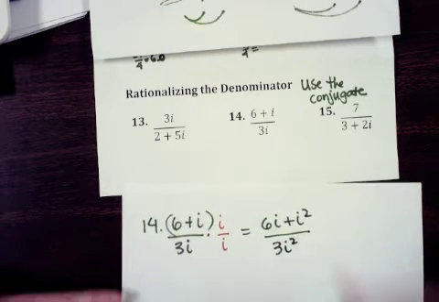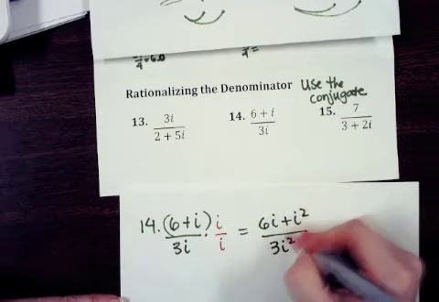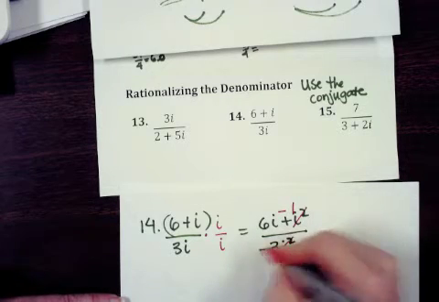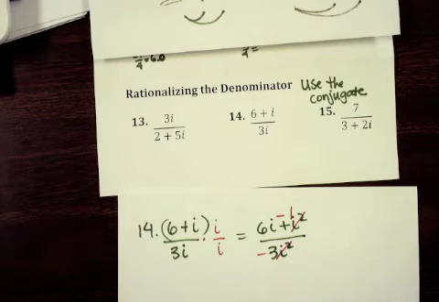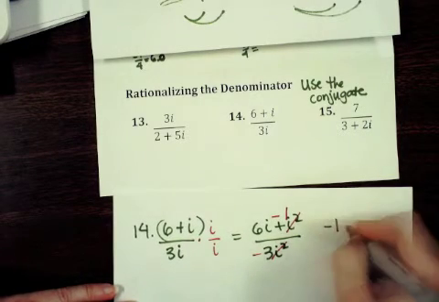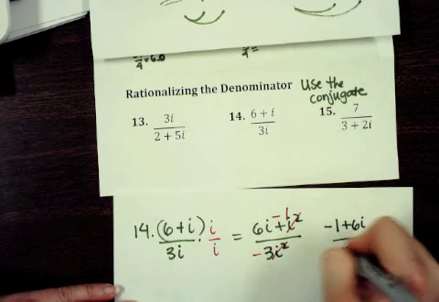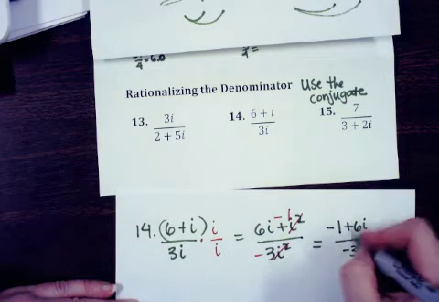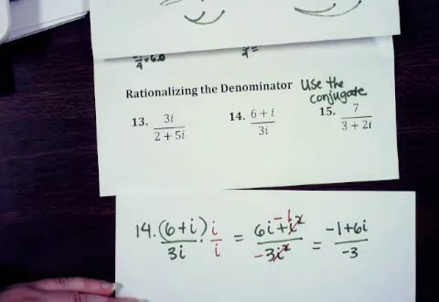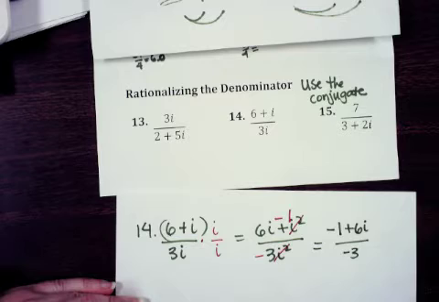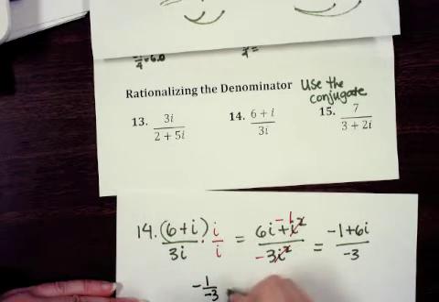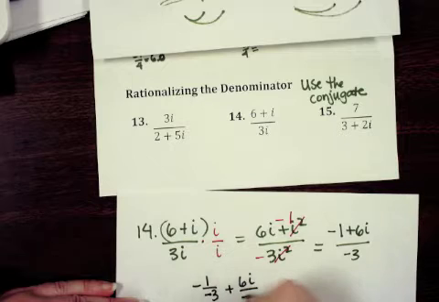And what do we say i squared does? It just makes that a -1. And then i squared makes that a -3. So you're going to have a -1 plus 6i over -3. And here's one of those where if you split it, you would have a -1 over a -3 plus 6i over negative 3.